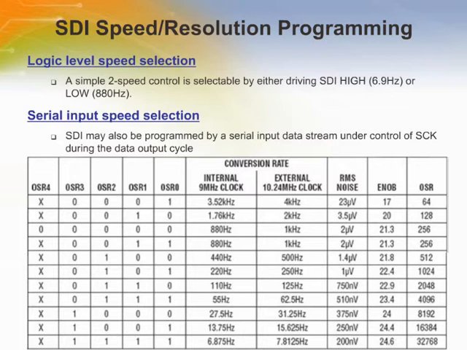Serial data input may also be programmed by a serial input data stream under control of S-clock during the data out cycle. One of 10 speed resolution ranges from 6.9 Hz, 200 nanovolts RMS to 3.5 kHz, 21 microvolts RMS may be selected as shown on the table. The conversion following a new selection is valid and performed at the newly selected speed resolution.